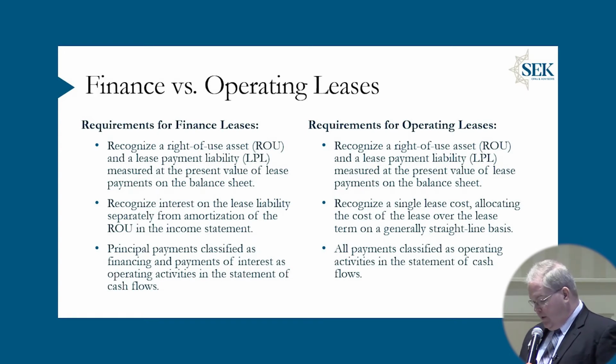On the other side, operating leases, you're going to recognize a single lease cost over the term of the lease, which is generally a straight line. That's going to be amortized off. And then all those payments are going to be considered operating. That's really not different than what we're currently doing, other than you're going to amortize off that asset that you recorded.